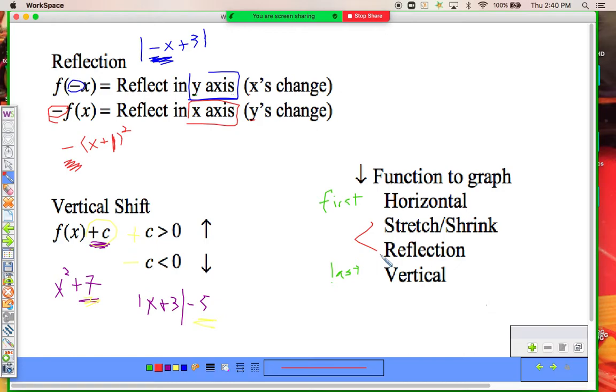All right, so going back quickly, we'll talk about it. Inside our function is the opposite, left or right. A number in the front is our stretch, and we're going to multiply times our y values. A negative on the inside reflects over y. A negative on the outside reflects over x. And then finally, a number on the outside is going to move it up or down that value. And that's the order we probably want to do these in if we can help it. All right. Always horizontal first, vertical last.